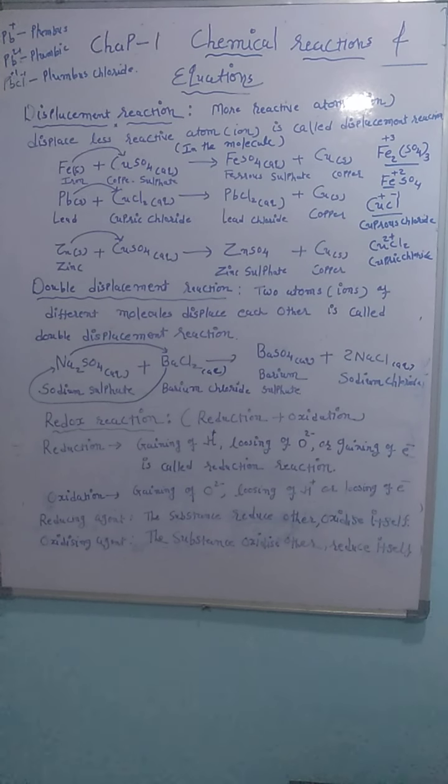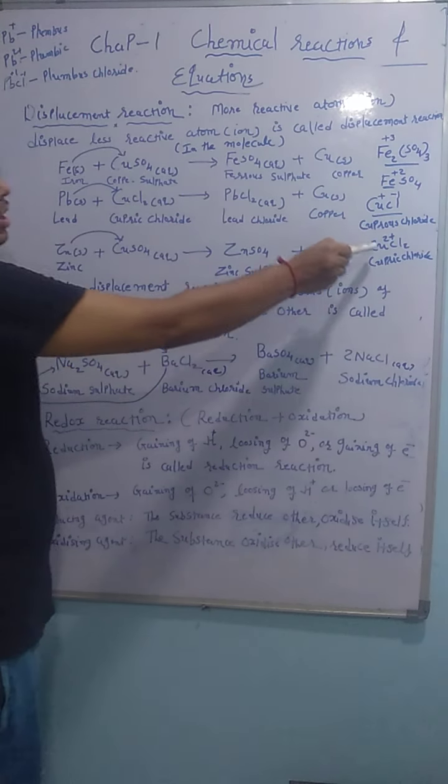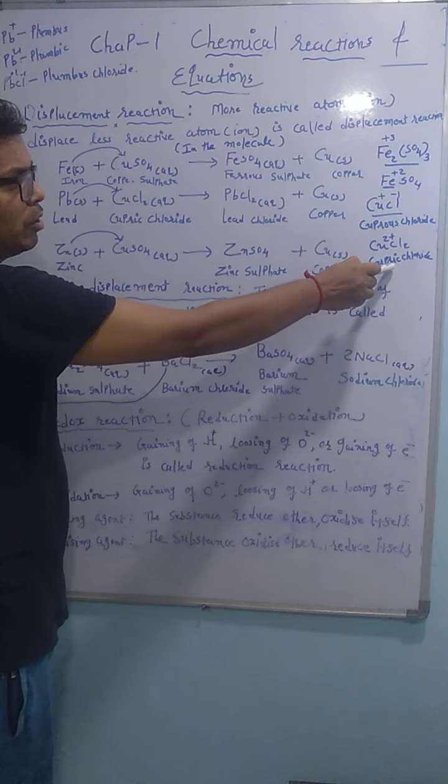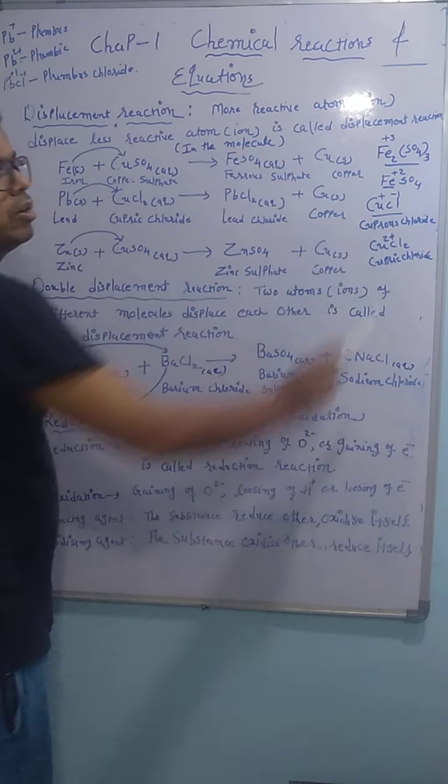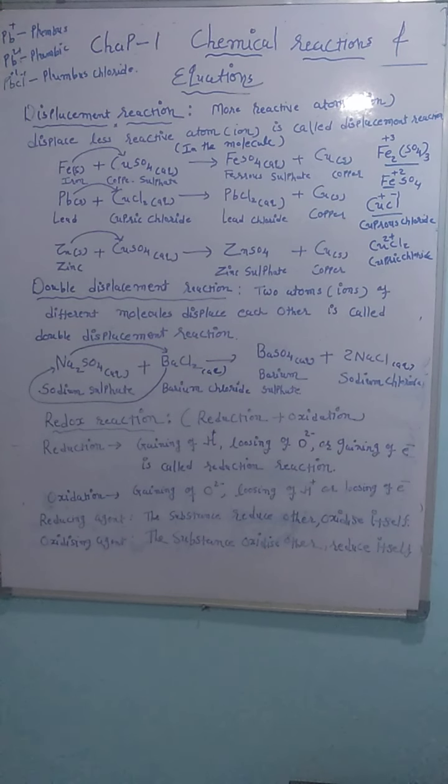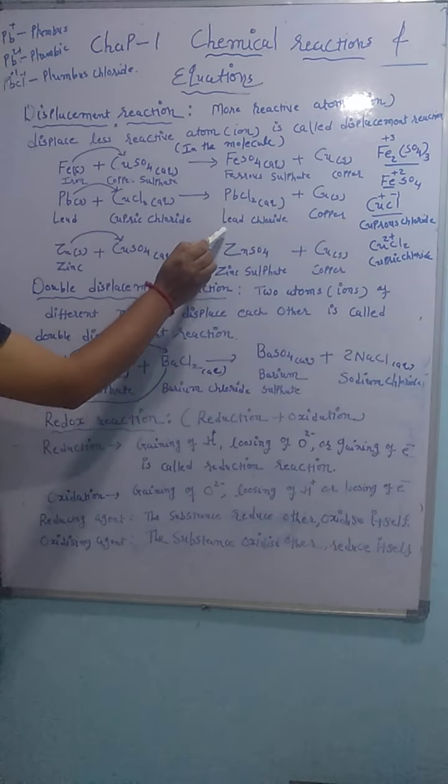Okay, again we will learn two names. Cupric chloride, CuCl2. If +2 is present, then it is cupric chloride. If +1 is present, then it is called cuprous chloride. Okay, so this one, PbCl2, lead chloride.